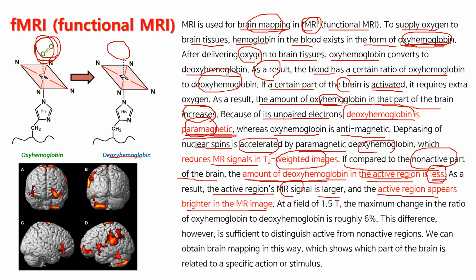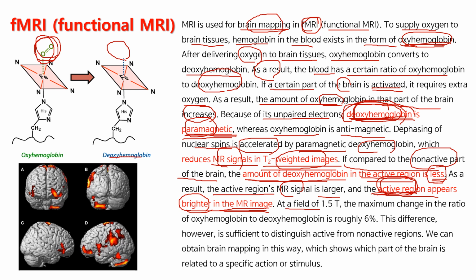In the active region, there is less deoxyhemoglobin. Deoxyhemoglobin reduces the MR signals in the T2 weighted images, but the active region contains less deoxyhemoglobin, so the active region appears brighter because the signal reduction is due to the deoxyhemoglobin. The active region has less deoxyhemoglobin, so the signal reduction in the active region is less. So consequently, the active region appears brighter in the MR image.